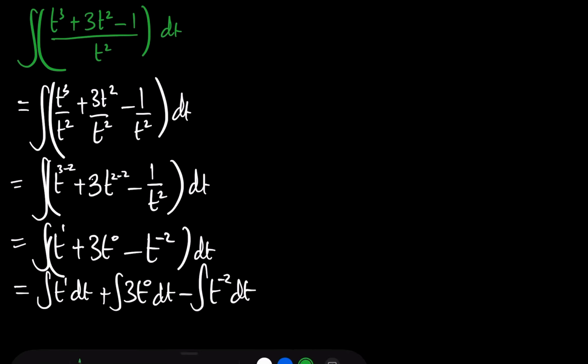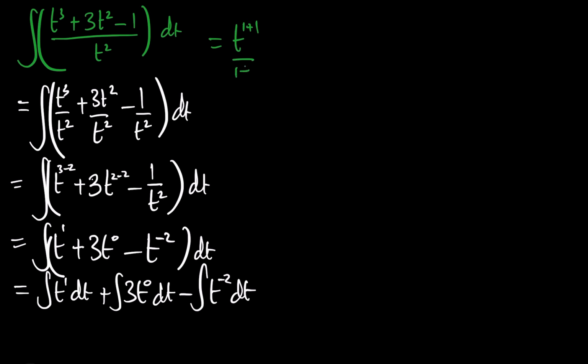Now, when we continue here, we are going to get t to the power 1 plus 1. We divide by 1 plus 1. Plus 3 multiplied by t to the power 0 plus 1. We divide by 0 plus 1. Minus t to the power negative 2 plus 1. We divide by negative 2 plus 1. And don't forget the arbitrary constant, because we are dealing with an indefinite integral.